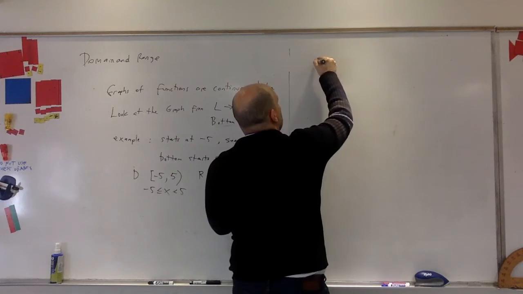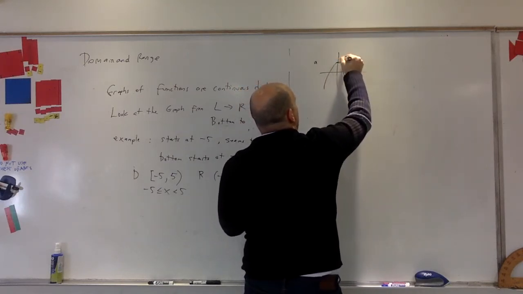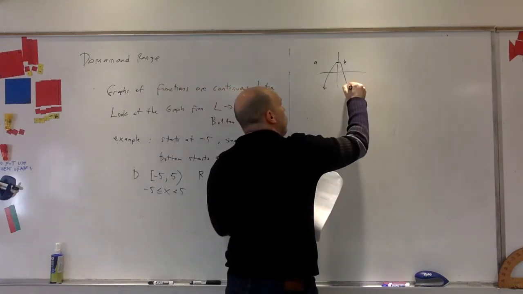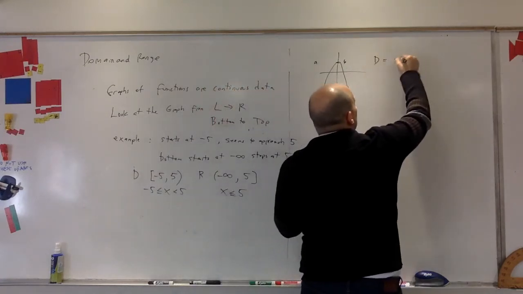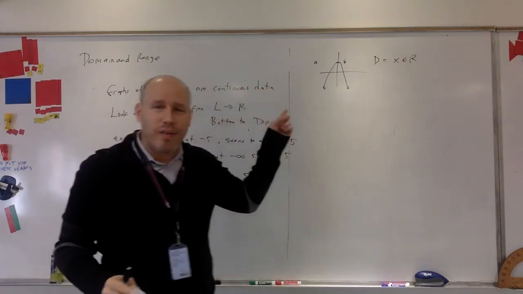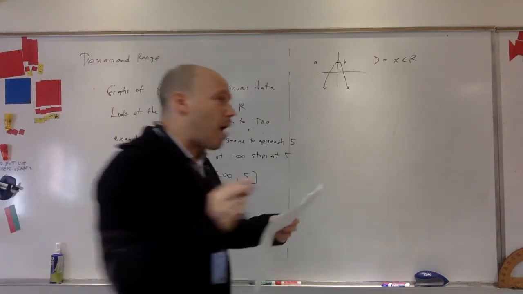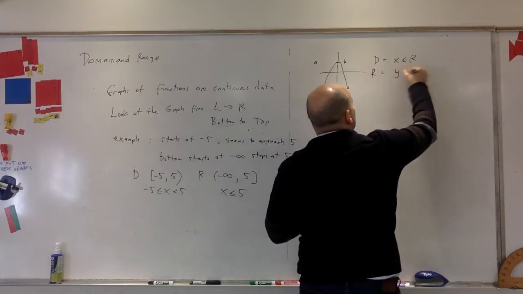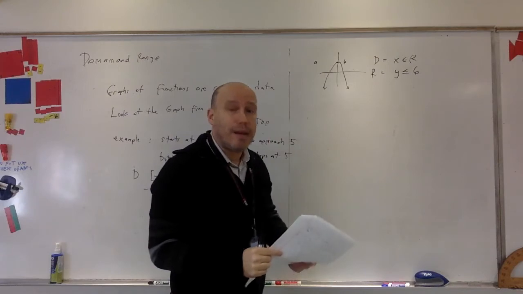So for example, in the first example, there seems to be a parabola that has a max at 6. So the question is, what is the domain? What is the range? Well, we know that the domain is all x values are real, because we know from a parabola that we can stick x values in infinitely. The problem is, what's the range? Well, the range is y is less than or equal to 6. We start at 6, it just goes down to negative infinity.